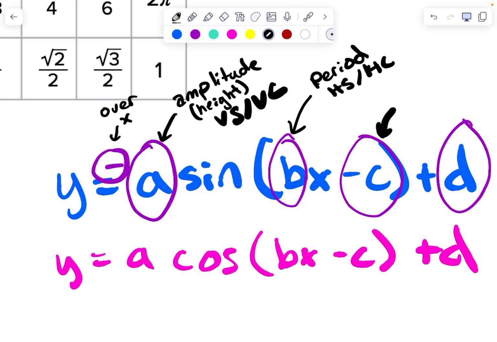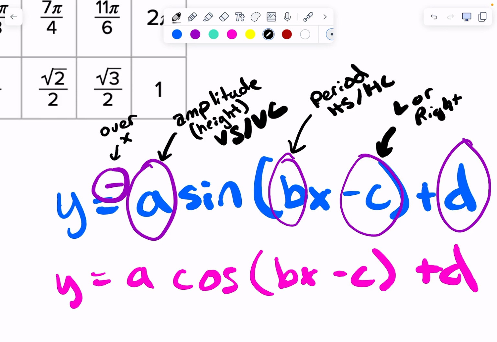Now this guy is going to move him to the left or to the right. This is something called a phase shift. We won't get to this today, but I'm just telling you what this stuff is, the phase shift. And then if there is a number here, what do you think that one does? Up and down. Up and down, that's a vertical shift.